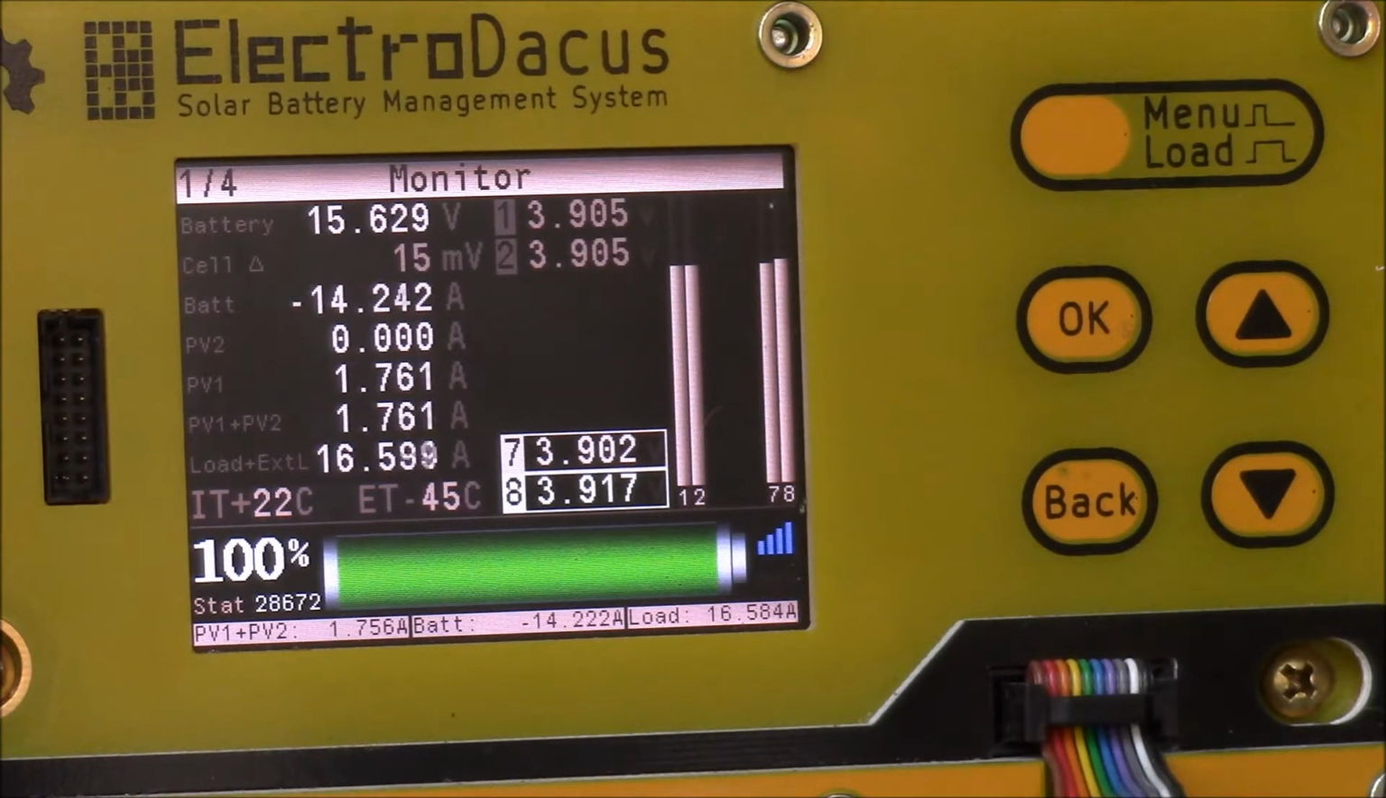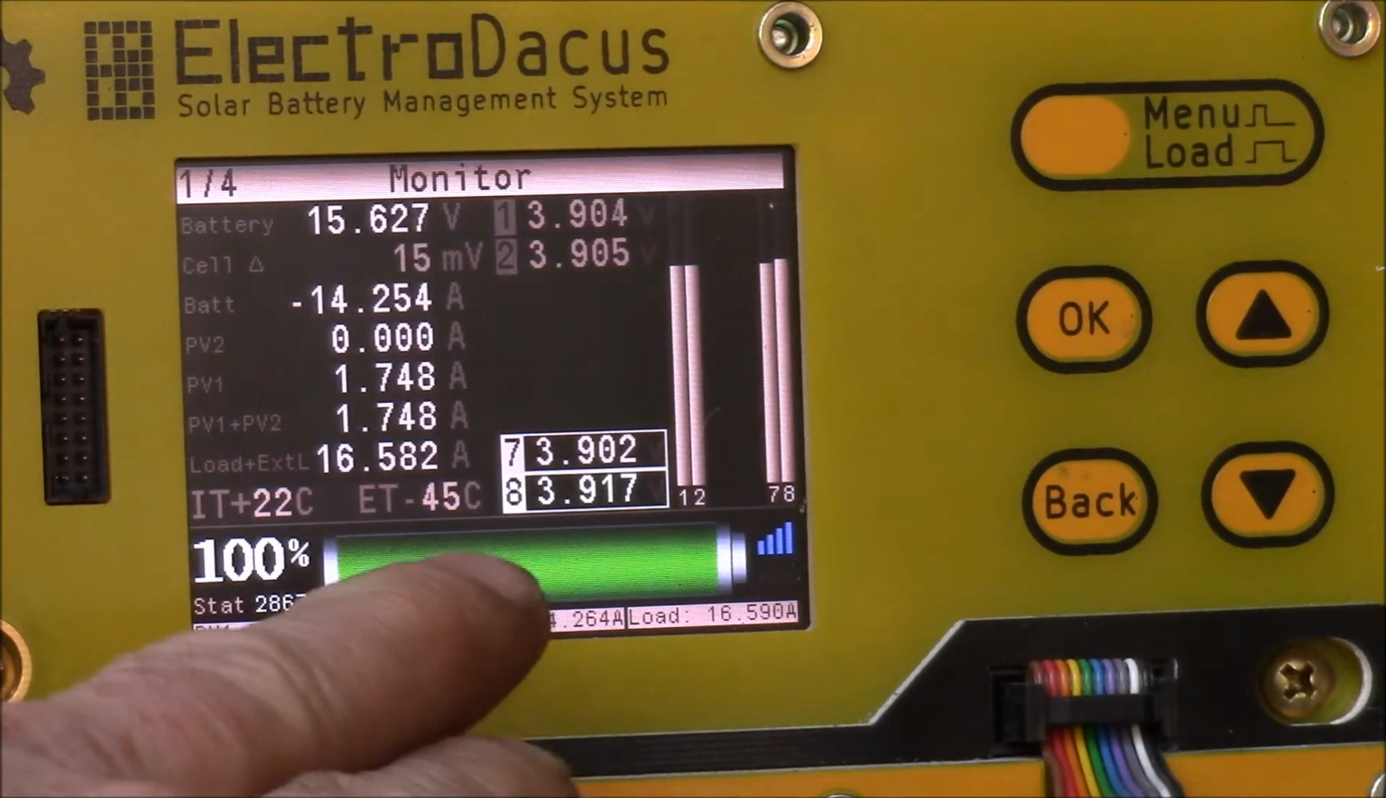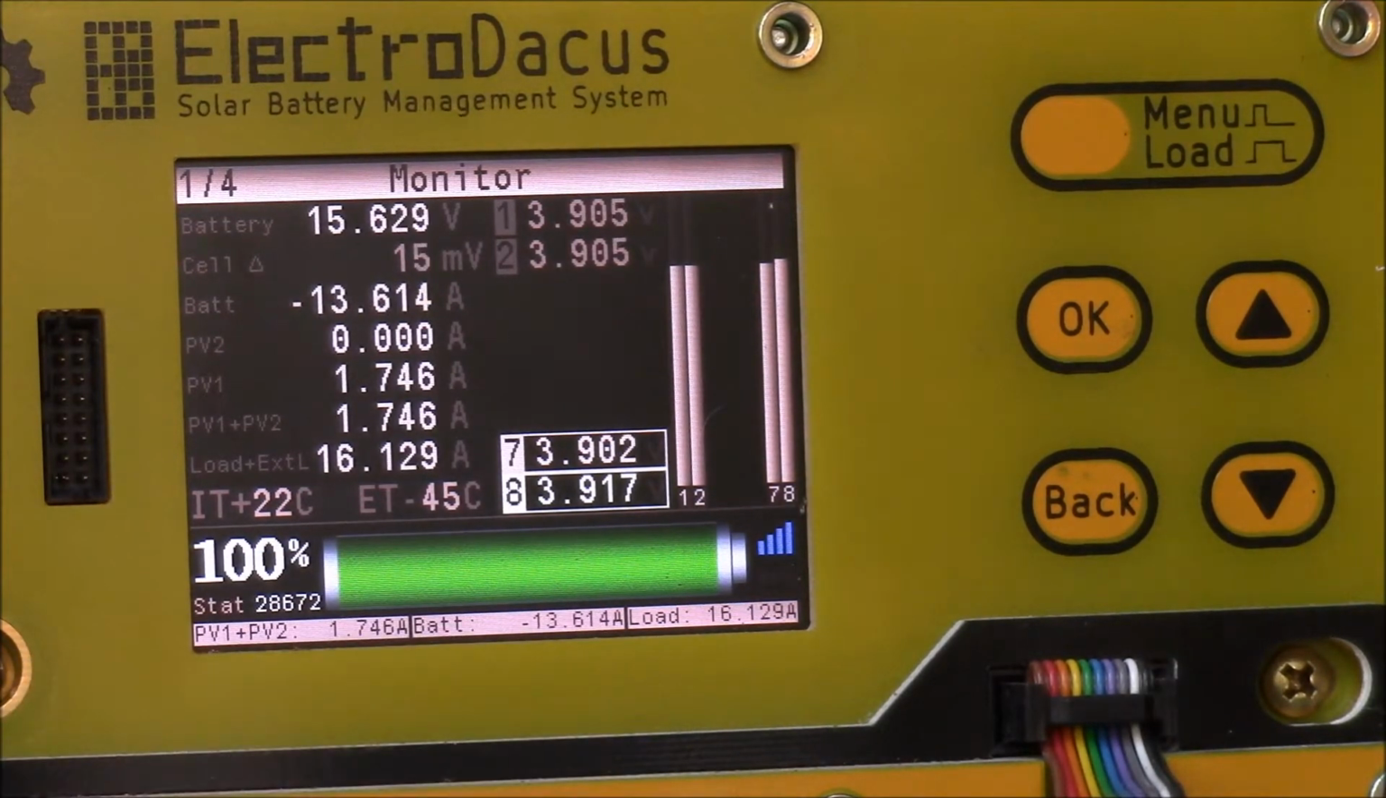But let's see, the cells are within, it's these bottom two here, looks like 917 and 902. So they're about 15 millivolts difference up here, and we're pretty much not quite 100% state of charge. 4.0 would be full, so we're about 3.9.